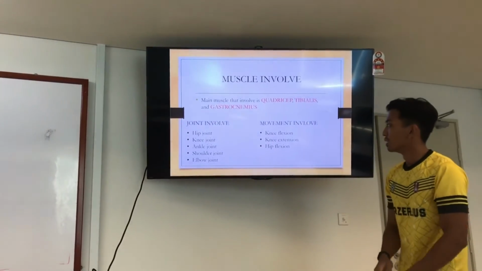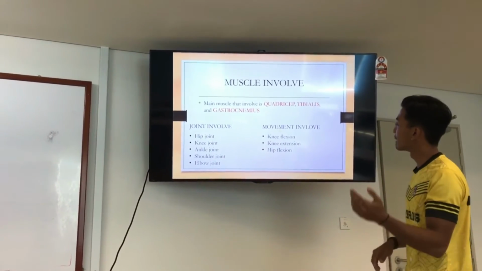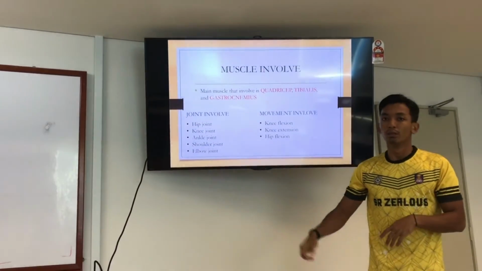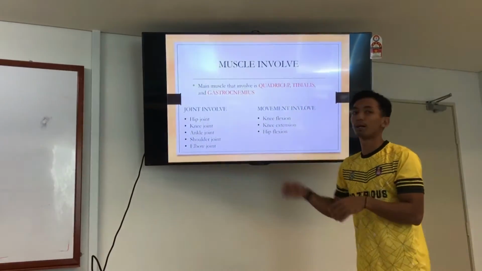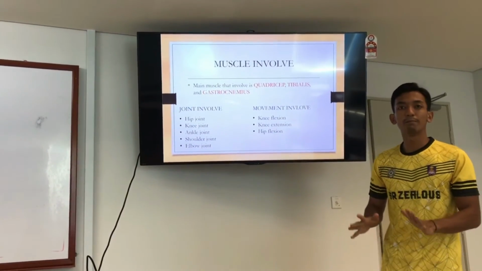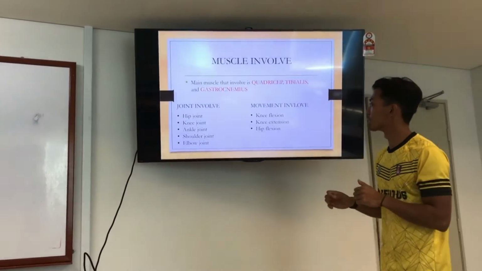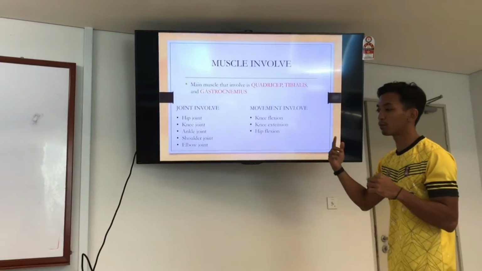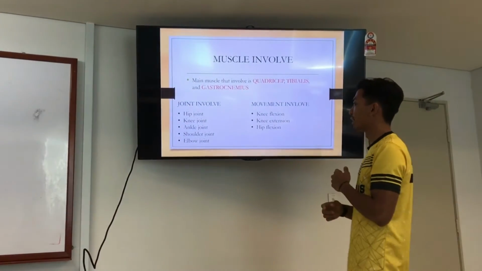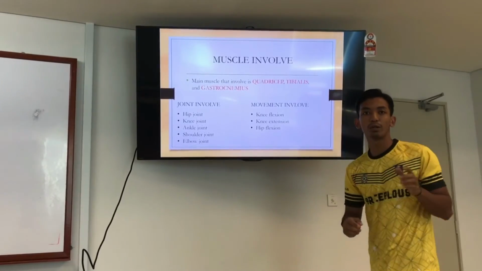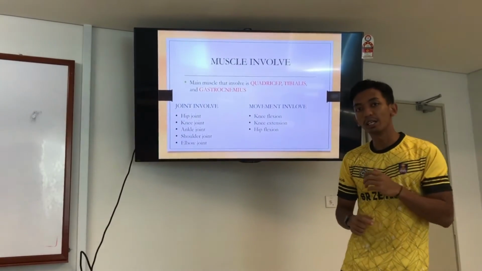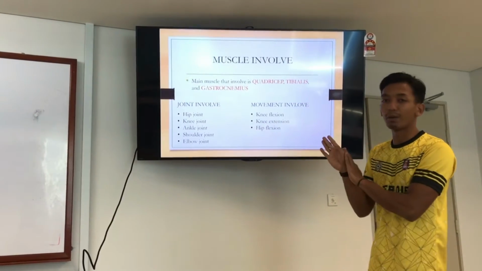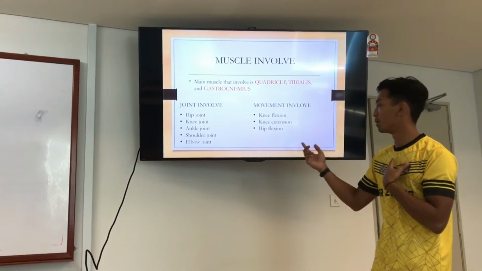Okay. Next is the muscles involved. The main muscles involved are the quadriceps, tibialis, and gastrocnemius, all of which are part of our lower limb muscle group. Okay, so the hip joint is involved while we do the lean back, and then the knee joint while we do the kicking. The ankle joint: when we kick, we lock our ankle, so there we use our ankle joint.